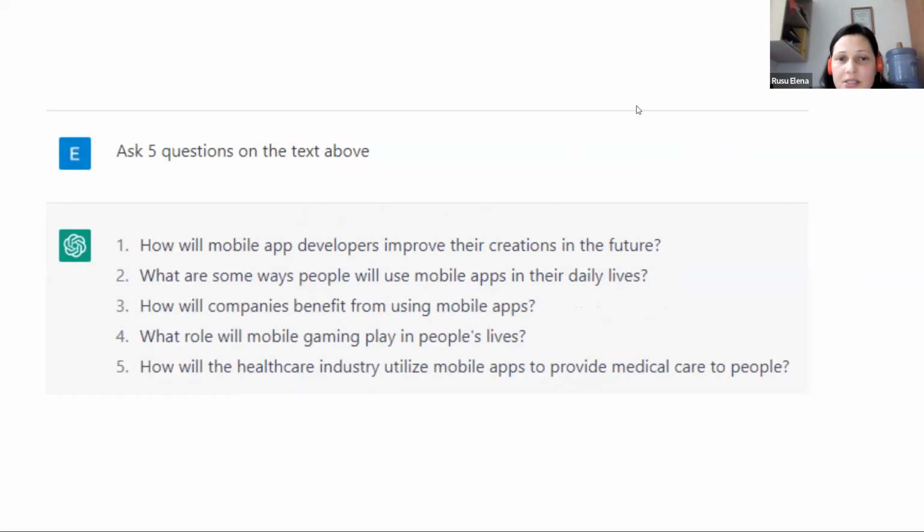After having this piece of writing, I asked myself if I can check reading comprehension, because we can come with a text created by ChatGPT, but we would like also to check if they understood. And I wrote, ask 5 questions on the text above. And ChatGPT provided me with 5 questions that I can apply to my students to check their understanding of the text.